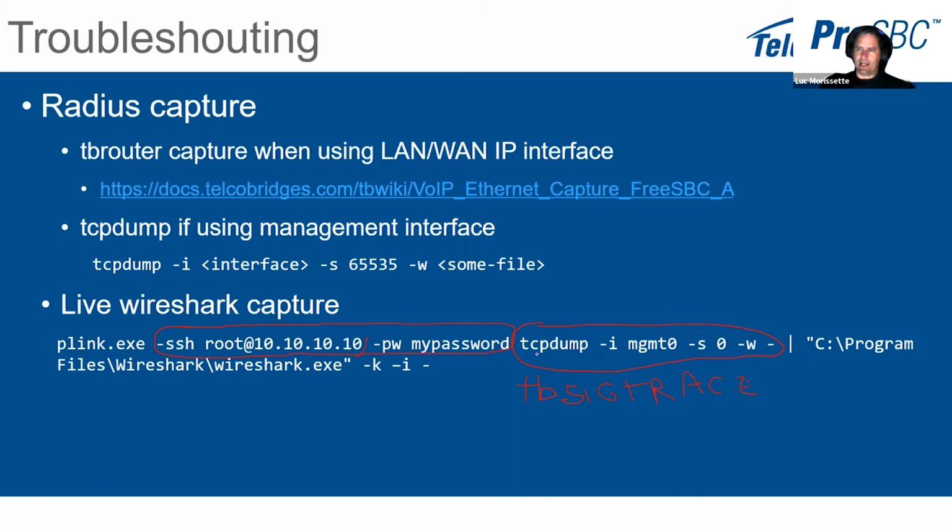So that's capture management 0. You see this TCP dump command here is the same as this one here. Then the next part is a pipe pointing to your Wireshark application, which is the default path for Wireshark, and you need to add those parameters. When you get this whole line correct, you will get a live Wireshark capture of your radius traffic in this case, and or your SIP traffic.